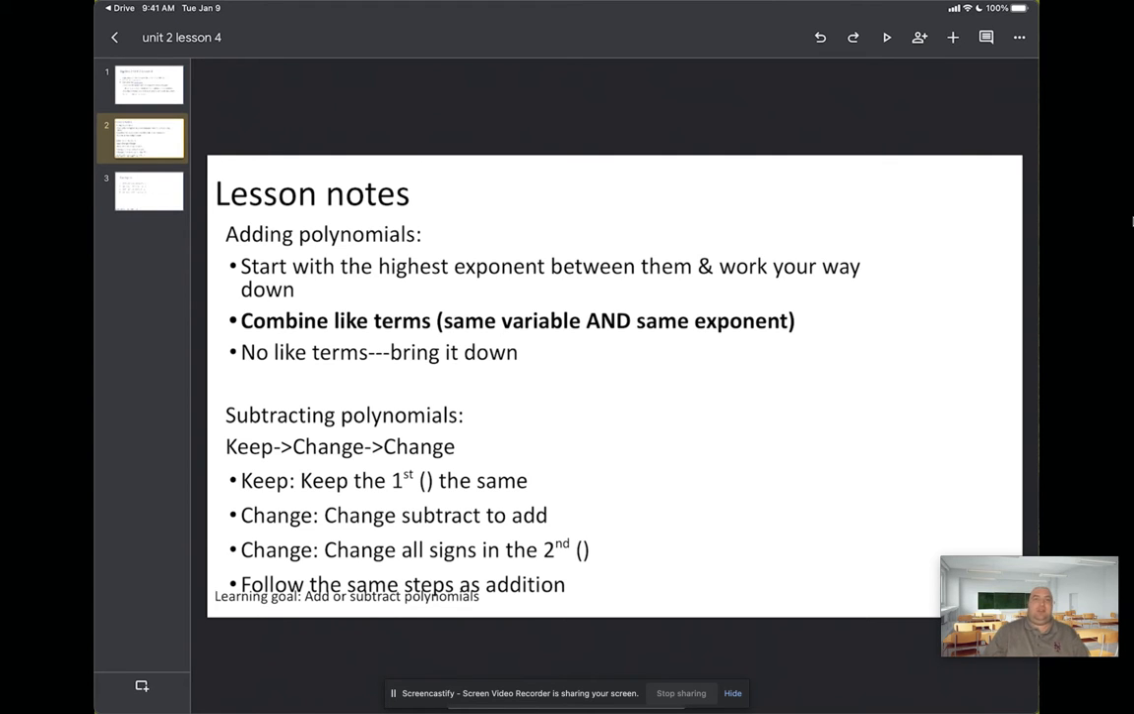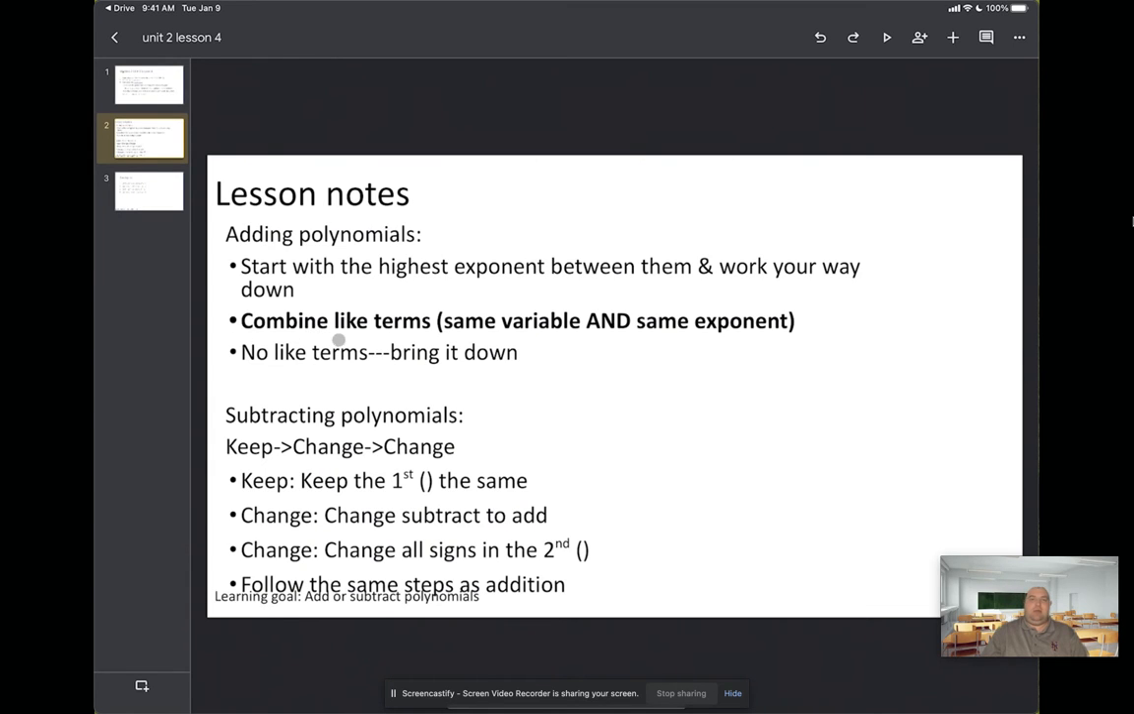So as it says here in the lesson notes, when we're adding polynomials, we're always going to start with the highest exponent between them, and we're going to work our way down. And really what the name of the game is, is to combine like terms, right?